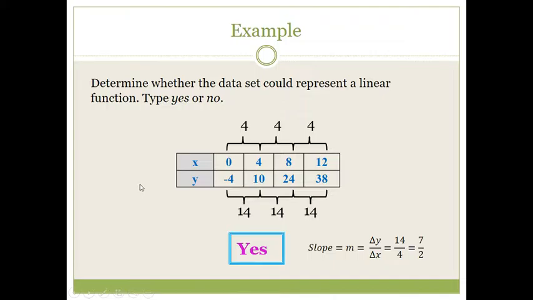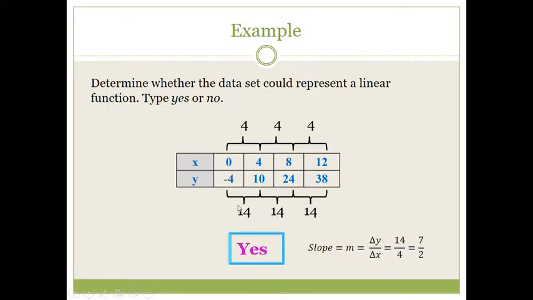The slope can be calculated again as the change in y over an interval over the change in x. So I'm going to pick the change in y between 2 points, which is 14, and then divide it by the change in x over that same interval, which is 4. And then I go ahead and reduce this fraction to 7 over 2. And yes, you could also write that as 3.5 as a decimal. So we have a linear function here.